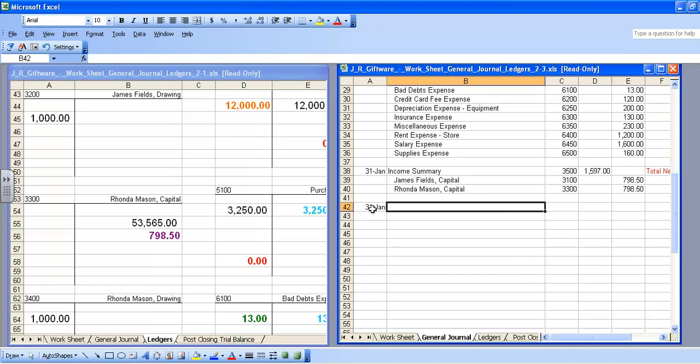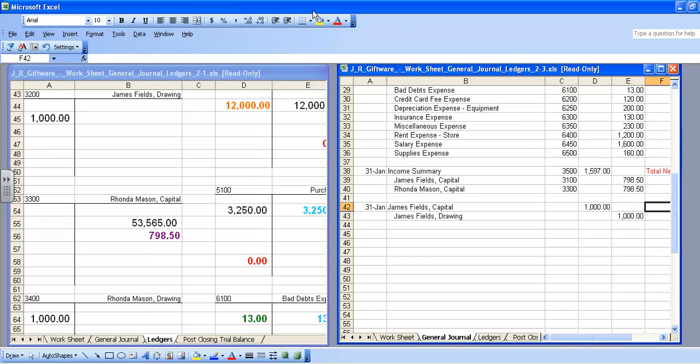Our next entry is to close the drawing account of our partners. Okay, in order to do that, you're going to have to debit capital because we want to show that James Fields has taken money out of his business, and he's taken $1,000 out. And we want to close our drawing account. So in order to close that, we need to credit our drawing account for $1,000.